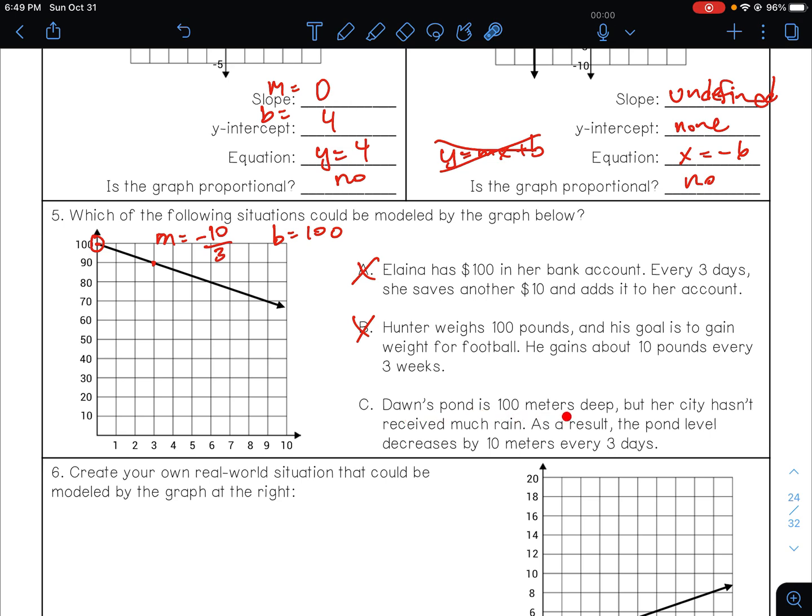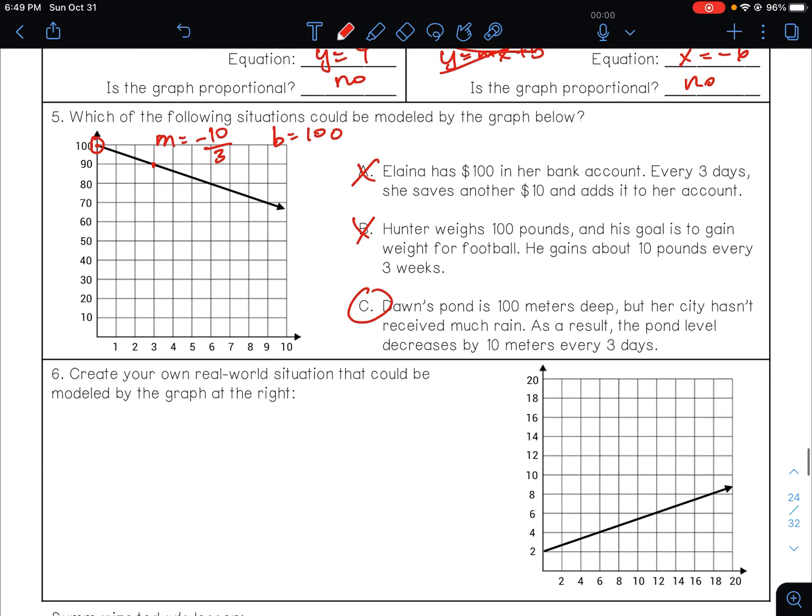Dawn's pond is 100 meters deep, but her city hasn't received much rain. As a result, the pond level decreases by 10 meters every 3 days. So it starts at 100, and it decreases by 10 every 3 days. Yeah, that sounds about right. C is correct, even though it is the strangest one of all of them.